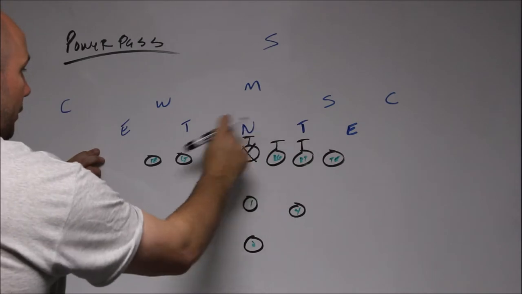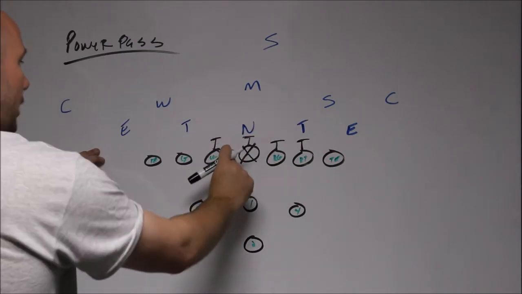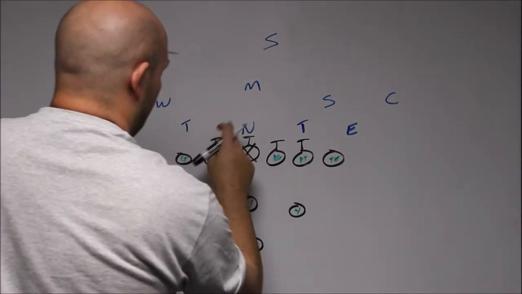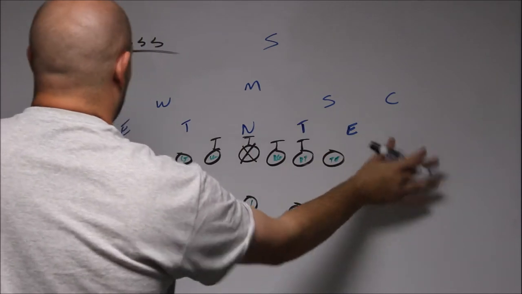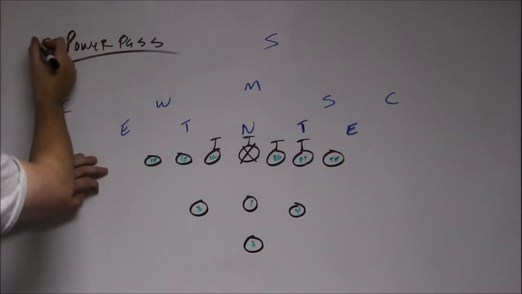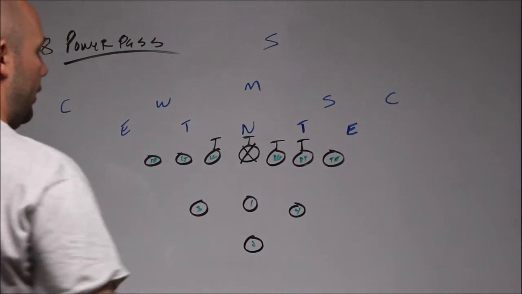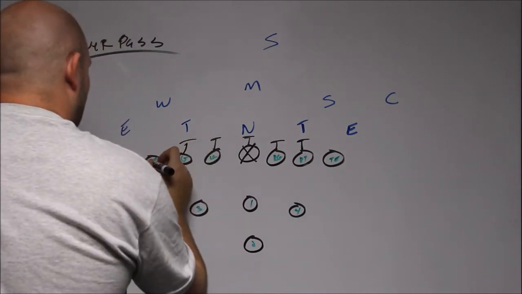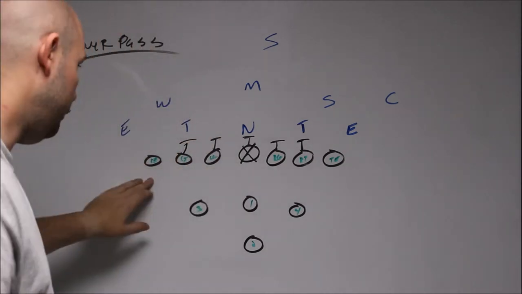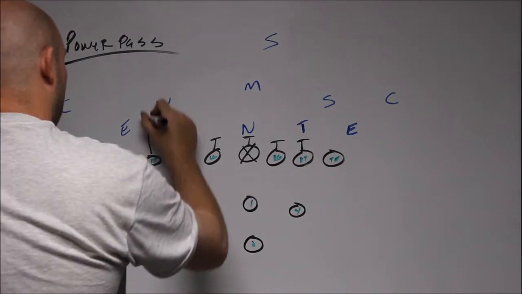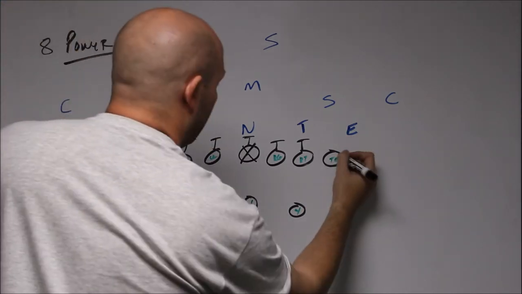If you were facing double A gaps, the center would always block the backside A gap, which would be the left, because we're going to run power pass to the right. Okay, so we could actually call this 8 power pass, which means they're running into the right. Gap down pass block. Now, the backside tight end is going to run a skinny post.